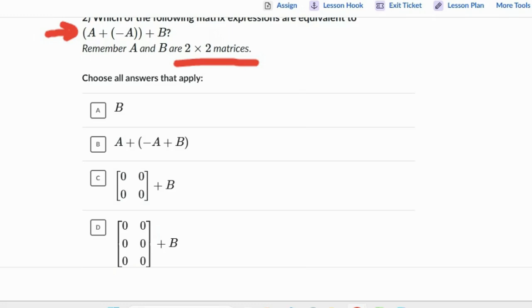What happens when we add A plus negative A? That's in parentheses. What do you get when you add A plus negative A? And then when you add B to that.